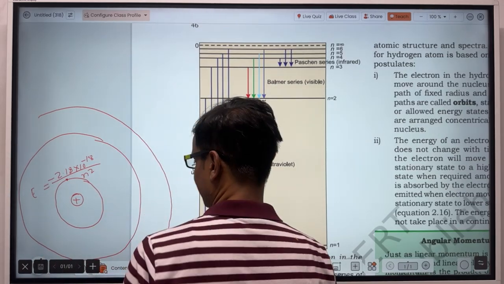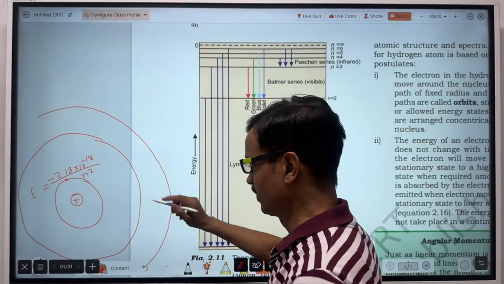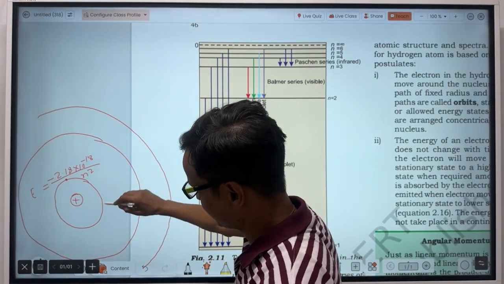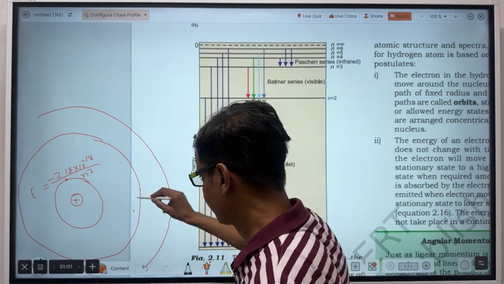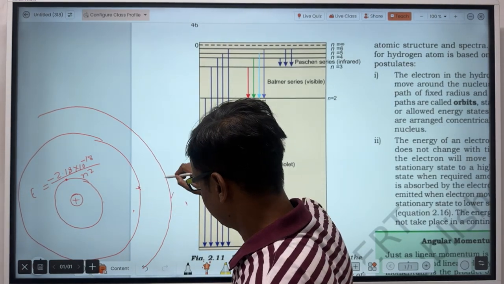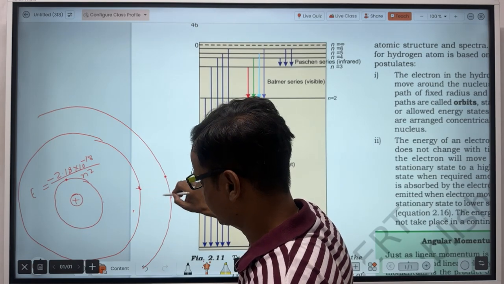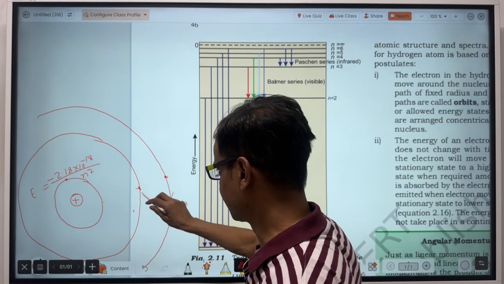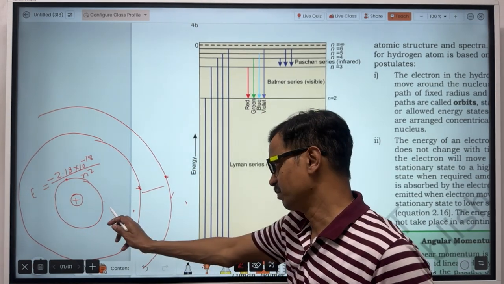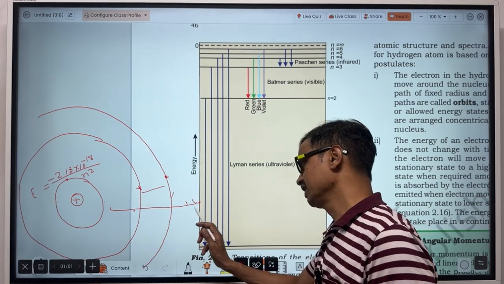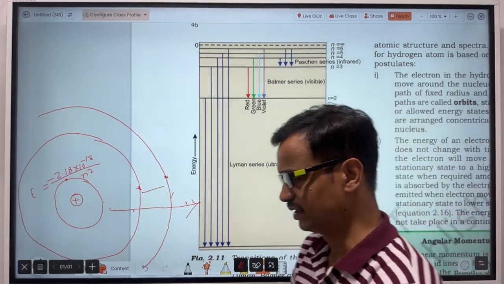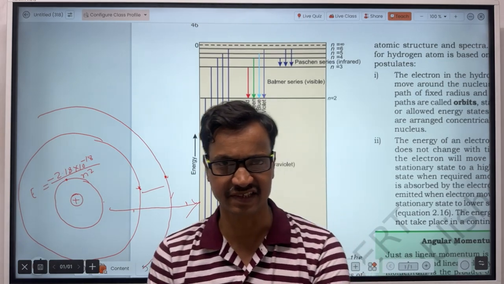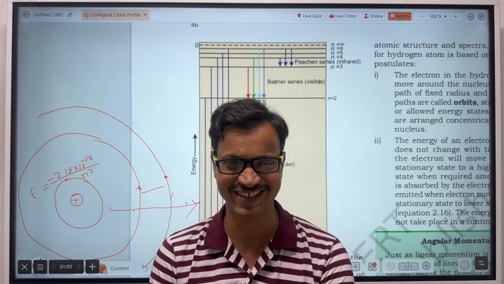So what happened? When you find the difference of energy between the first shell and the second shell, it is large. Then the difference of energy between the second shell and the third shell decreases. So as we go away from the nucleus, the difference of energy between adjacent shells decreases.